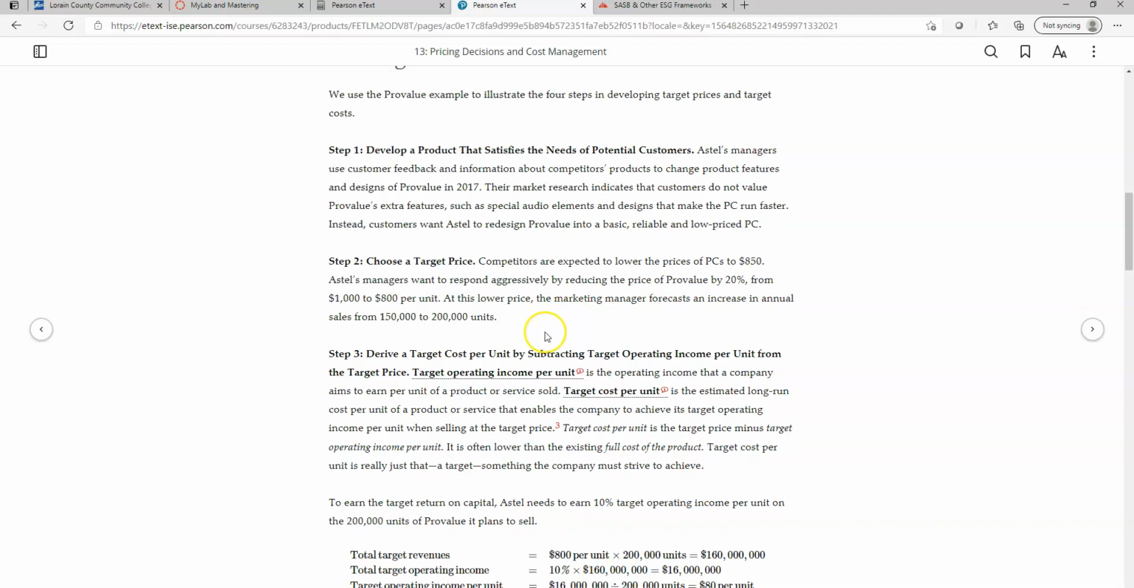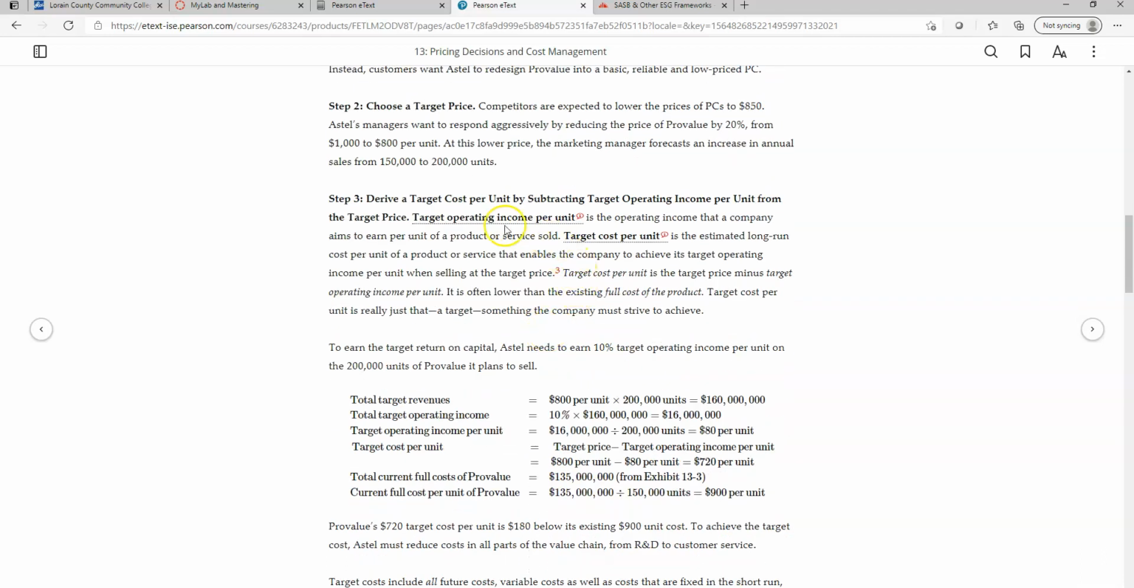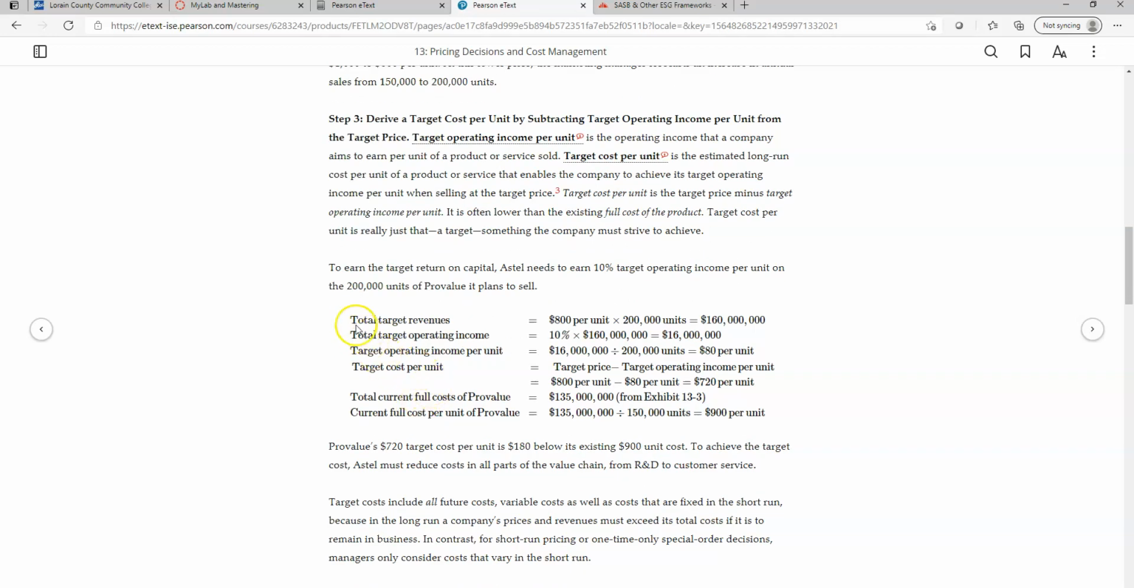Now step 3, we're going to derive a target cost per unit by subtracting target operating income per unit from target pricing. So let's look at this section right here, this block right here.